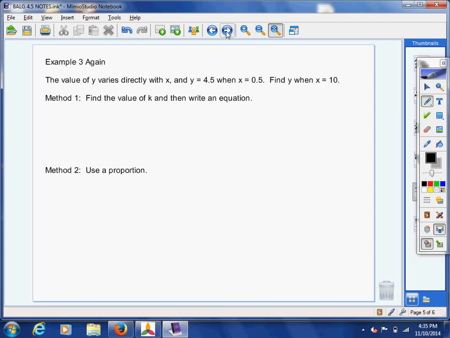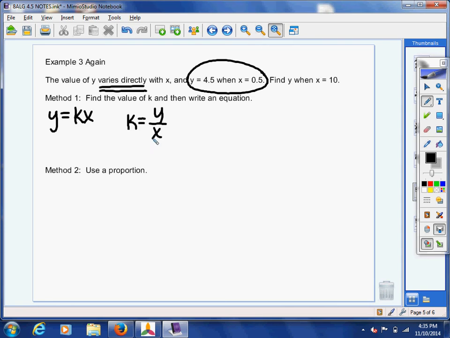So method 1 is we're doing the equation. Remember, our hint is it varies directly, so here's the equation. If it varies directly, it's a direct variation. And they gave us some information. This is very important information right here. And so we're going to be able to calculate our constant of variation by doing y over x. So we're going to have 4.5 divided by 0.5, okay? So take a second in your calculator and calculate what 4.5 divided by 0.5 is, and then write that out here beside it.